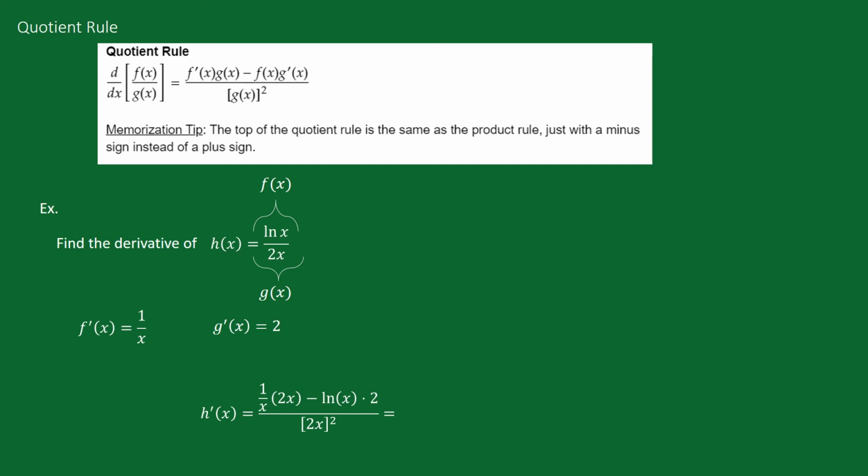So doing some simplifying, we get that 2 minus 2 times natural log of x over 4x squared is equal to 1 minus natural log of x over 2x squared. And that would be our final answer. And if it's not too much trouble to simplify, I would go ahead and do it. But you definitely should simplify your answer if the question says to. So let's look at one more example for quotient rule.